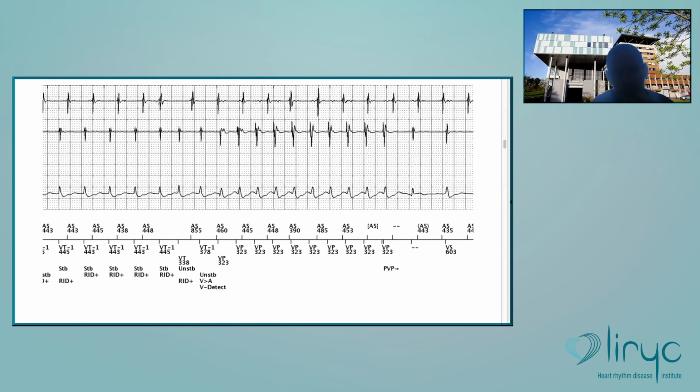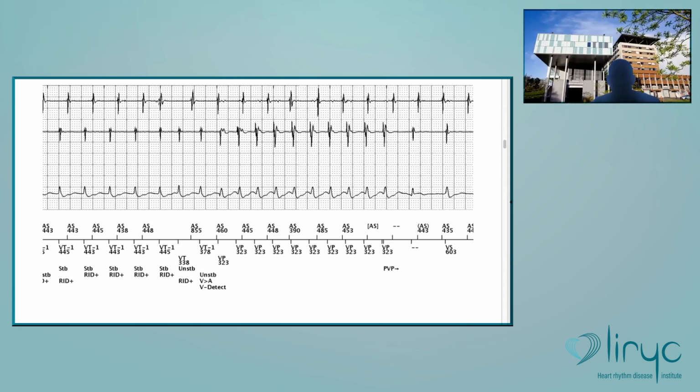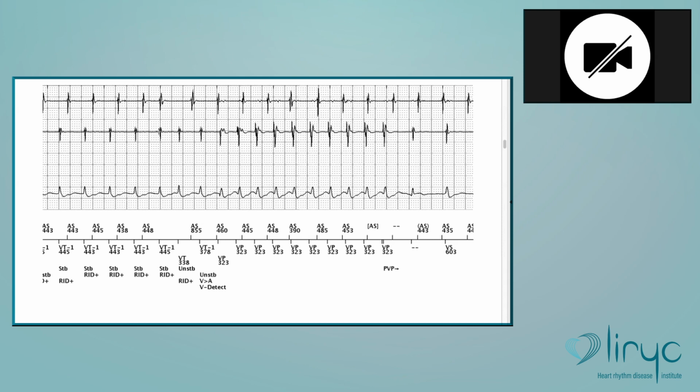So most of the time I leave the programming with V faster than A, but you may have some patients where clearly you don't want to have this parameter for the discrimination because it's going to be wrong anytime. Okay?